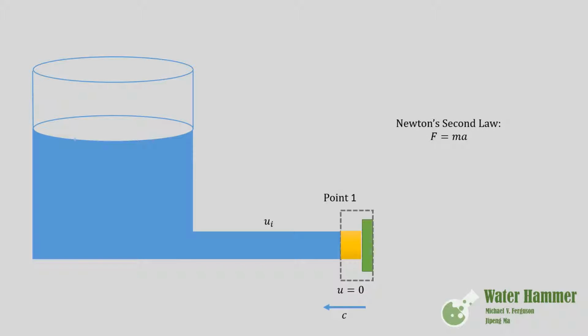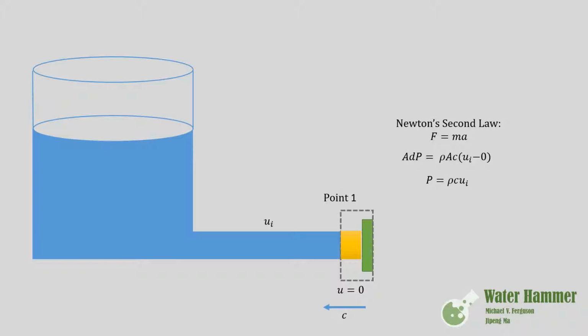The pressure at point 1 should equalize the momentum of the liquid in minus the momentum of the liquid out of the control surface. Since no liquid flows out, that term is 0. Since the area terms cancel out, the pressure equals the density of the fluid times the speed of sound times the velocity of the fluid at point 1. This is also known as the Joukowsky equation.